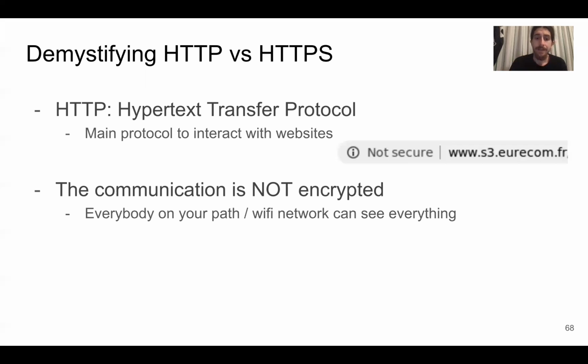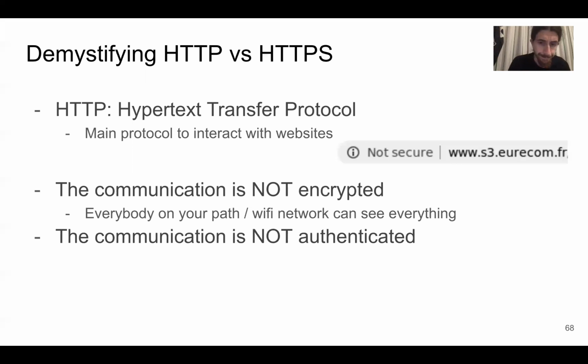Again, not encrypted means everybody on your path or on the Wi-Fi network, which again could be quite frequent, the Starbucks scenario, can see everything. The other thing is that the communication is not authenticated, in the sense that not only am I talking to s3.eurecom and people can read it, but I cannot even be sure that I'm talking to the real s3.eurecom. That's what I mean with the communication is not authenticated, okay? I don't have any guarantee that once I think I'm going to s3.eurecom, I'm getting a reply from s3.eurecom. This is not something that the HTTP protocol can tell you.